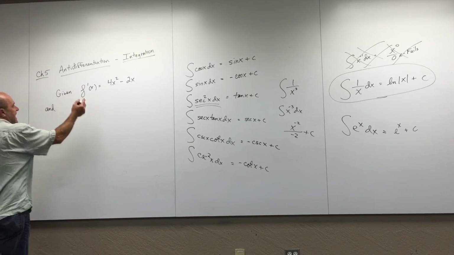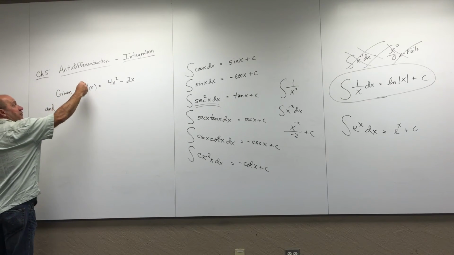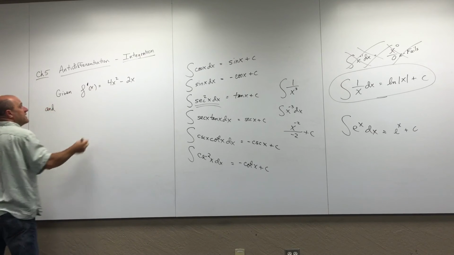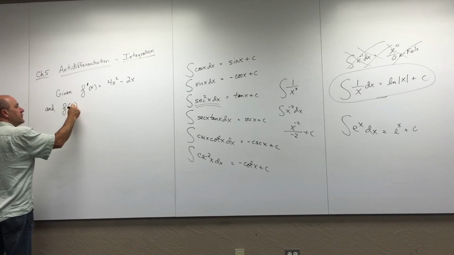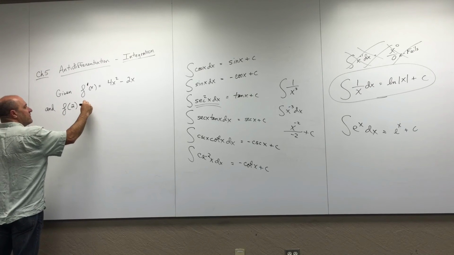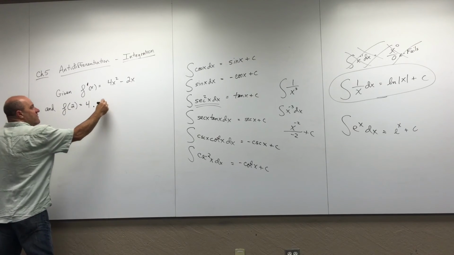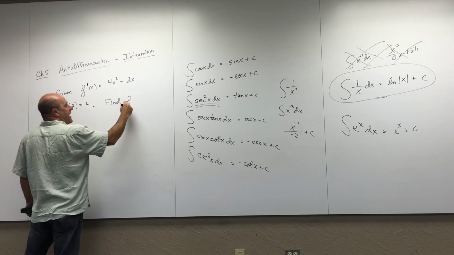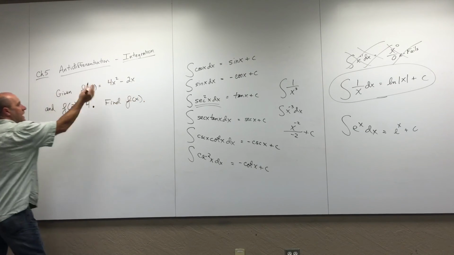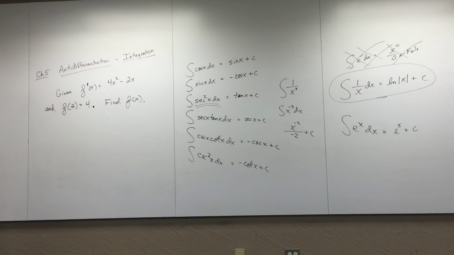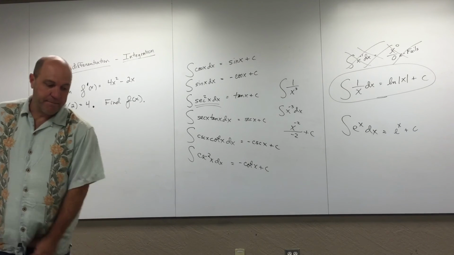Look at this. This is a classic question. Given f prime of x is this, and f of 2 equals 4, find f of x. So this is kind of a classic question. It's a good homework question in your book.